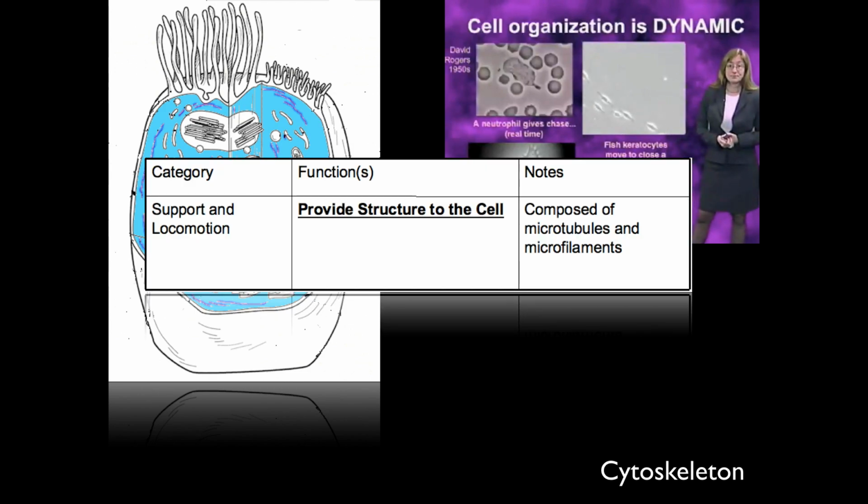So the cytoplasm and the cytoskeleton are very dynamic structures. The cytoskeleton is support and locomotion. It's constantly being reorganized if a cell is moving. It's made up of smaller proteins called microtubules and microfilaments.